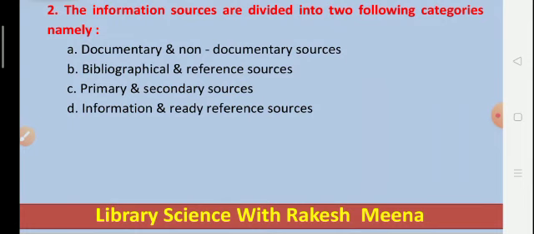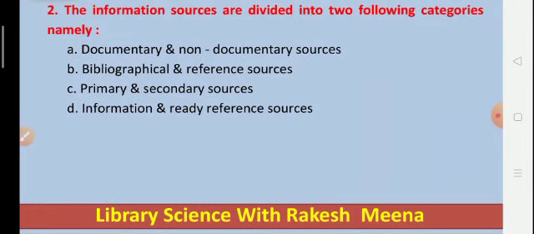Question number second is: information sources are divided into the two following categories, namely: option A is the documentary and non-documentary sources, option B is the bibliographical and reference sources, option C is the primary and secondary sources, option D is the information and ready reference sources. Tick the correct and right answer guys.